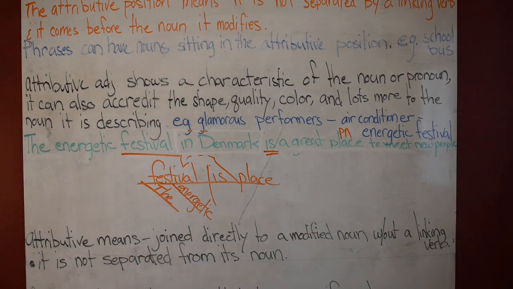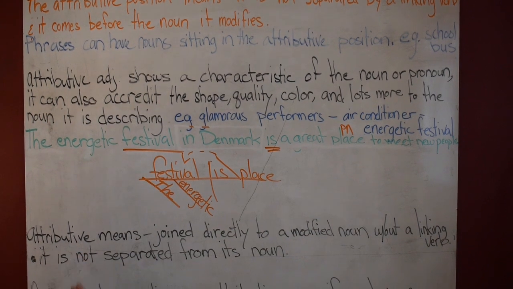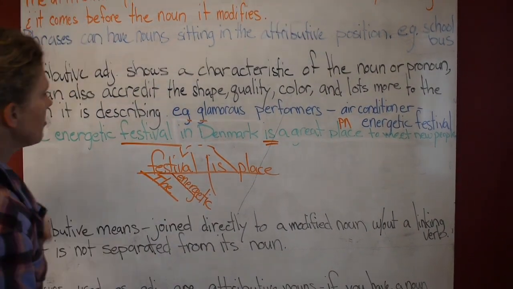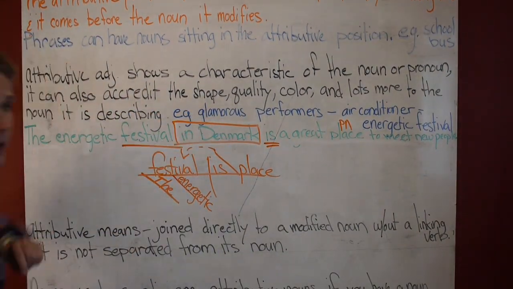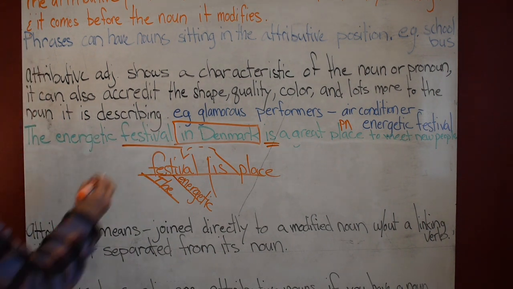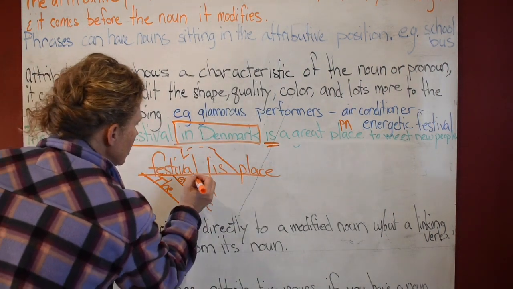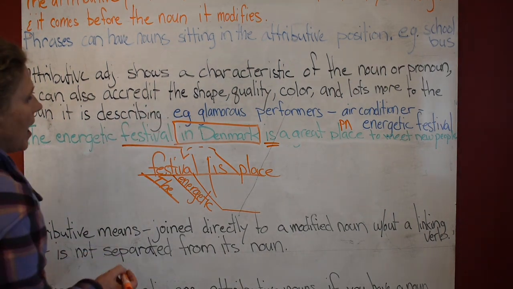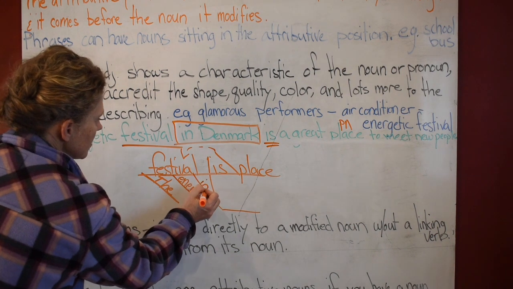Okay, so now we also have a prepositional phrase acting as an adjective, sitting in the attributive position, right here. See how this is behind festival? But is it still attached? So this is still sitting in the attributive position, acting as an adjective. It's a preposition, and it's going to describe festival. Does that make sense?